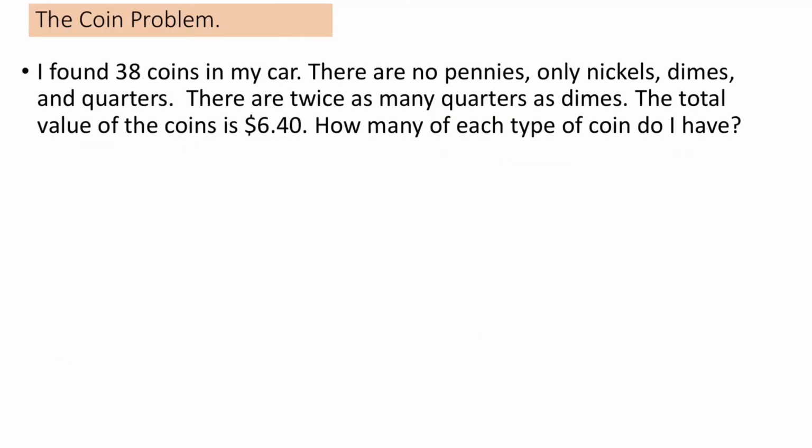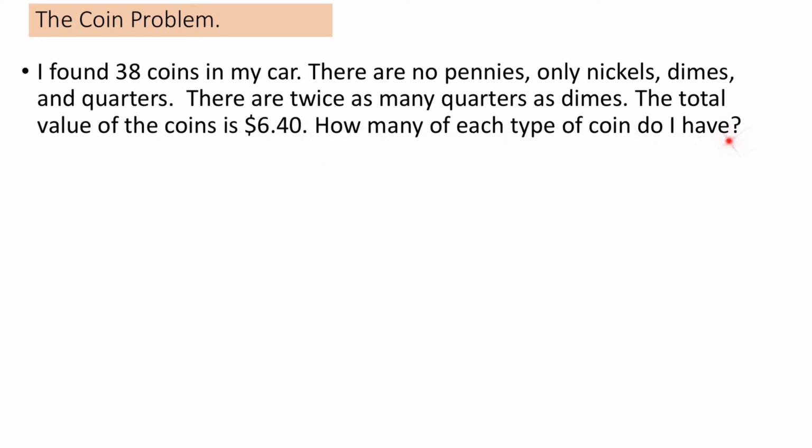The last thing we're going to do is one type of word problem that I want you to be able to do. Of course, there's many different kinds of word problems that we could study, but in the essence of time, we're going to narrow it down to just the coin problem in 3 dimensions. All right, so this coin problem says, I found 38 coins in my car. There are no pennies, only nickels, dimes, and quarters. There are twice as many quarters as dimes. The total value of the coins is $6.40. How many of each type of coin do I have?